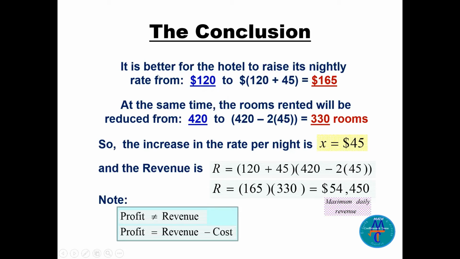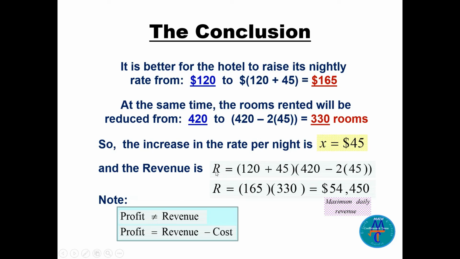So now the conclusion will be: it's better for the hotel to raise its nightly rate from 120 to 165. We add $45 to the rate. At the same time, the rooms rented will be reduced from 420 to 330, because 420 minus 2 times 45, X is 45. So 420 minus 90, 330. So the increase in the rate is $45.